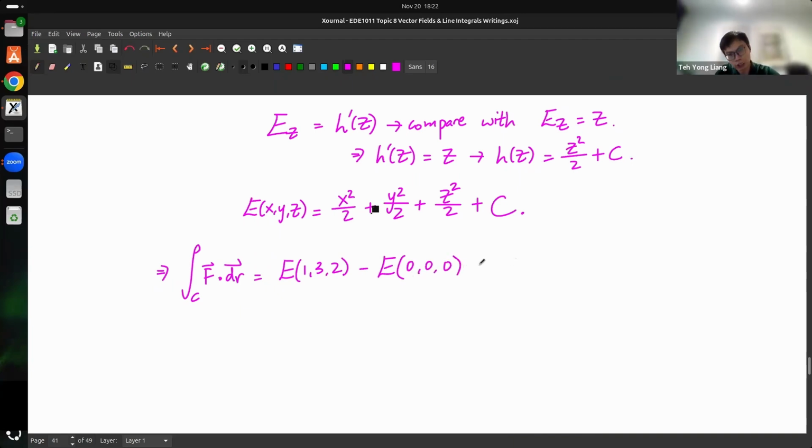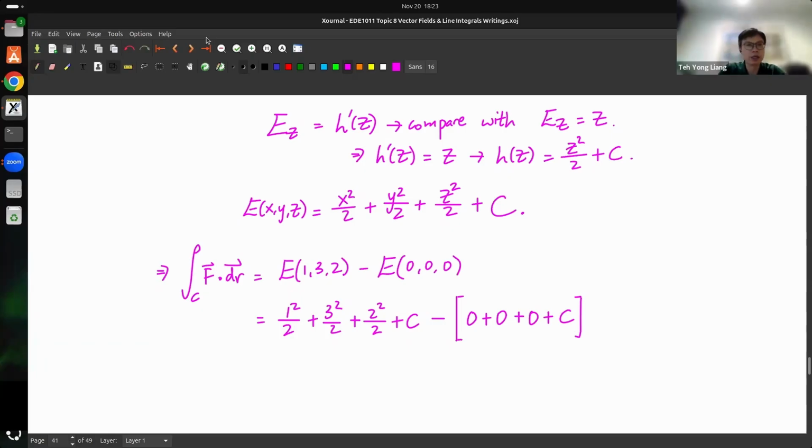And so you notice that this is 1 squared over 2 plus 3 squared over 2 plus 2 squared over 2 plus C. Okay, the C will cancel off in the end, right? Then you have this part, which is just 0, 0, 0. So 0 plus 0 plus 0 plus C. So you can see that this is going to give you the same answer.